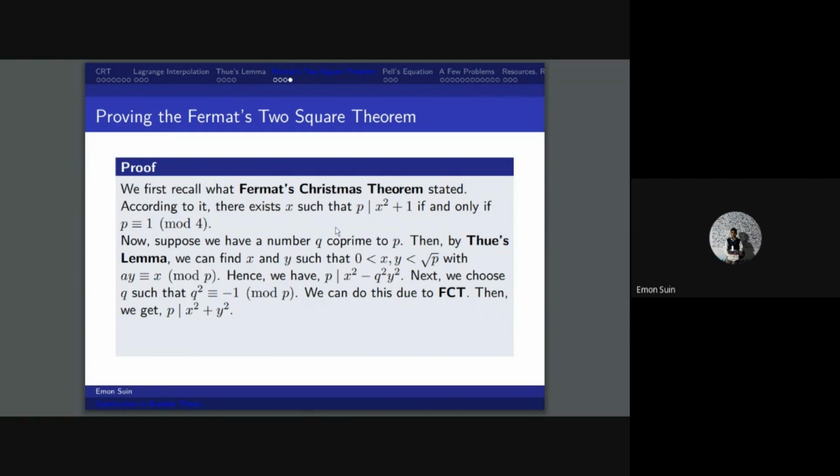Yeah. So next we can say that, okay, now see, p divides x square plus y square, right? Now say that we had 0 less than x and y less than root p. So what will be the range of x square and y square?